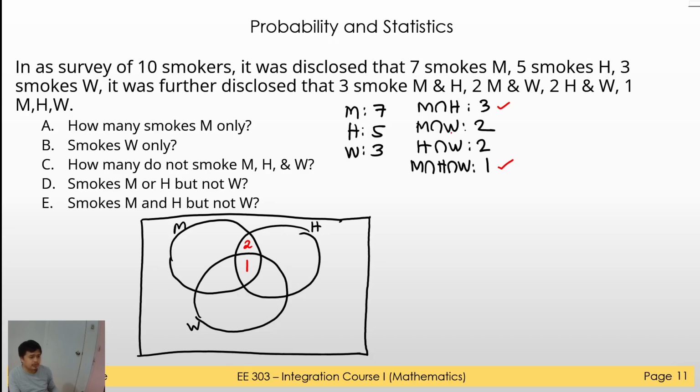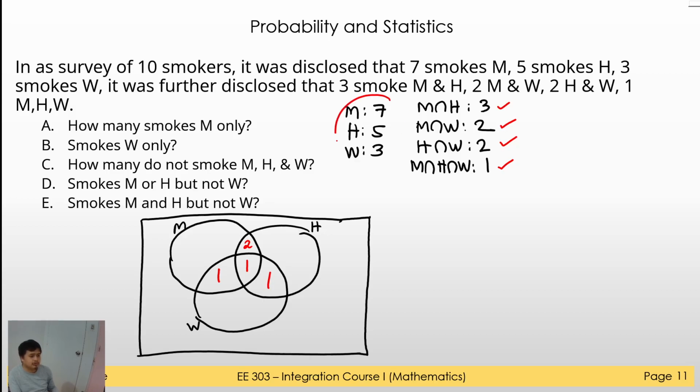And then for M and W, this will be your intersection. So the total is 2. Therefore, this should be 1, so that this will have a total of 2. Same for H and W. If we have 1 already here, then this should be 1, right? So that the total will be 2.